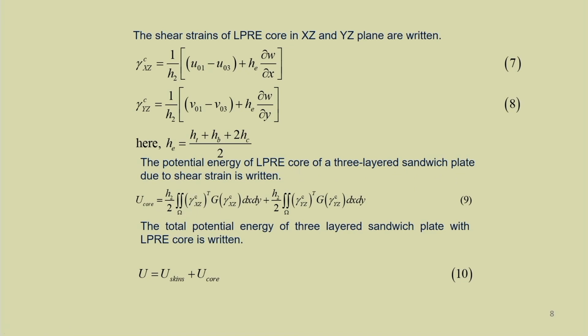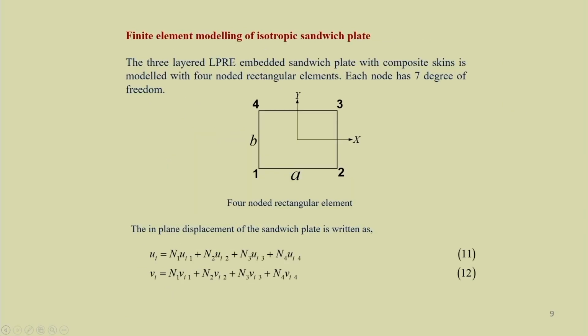For the direct stress we have written in terms of epsilon, epsilon transpose E into epsilon. Similarly, for the shear it can be written as gamma Cxz transpose G gamma Cxz dx dy plus h2 by 2 gamma Cyz transpose G gamma Cyz dx dy. The total potential energy of the 3 layered sandwich plate with LPRE core is written as U equal to U skin plus U core.